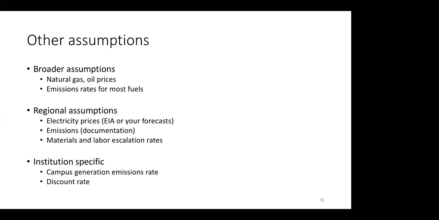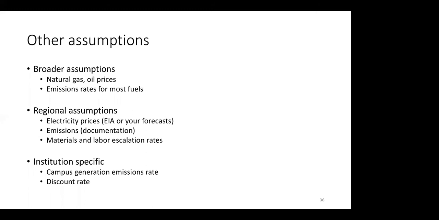Then there's a bunch of regional assumptions. If another small college in New England wanted to adapt our tool, there would be a bunch of numbers that they would also not have to change because the electricity prices in ISO New England are about the same. The emissions associated with purchased electricity are about the same. Your region will look different if you're in a different part of the country. And in the documentation, we have a little table that you can look in to get the emissions rate for your region of the country for purchased electricity.